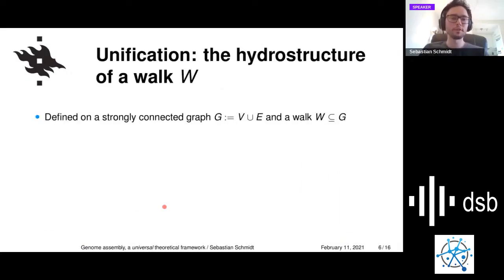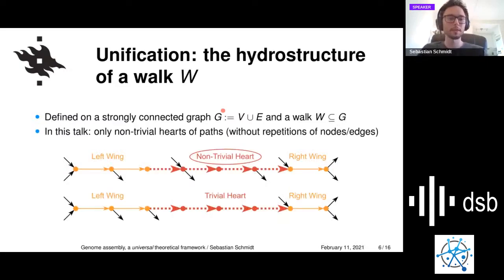The hydrostructure is defined on a walk W, and it's defined in a strongly connected graph. For not strongly connected graphs, we can use the hydrostructure in the strongly connected components, and then do something else in the edges between these strongly connected components. But the hydrostructure actually solves the part that's hard to solve. The part between these strongly connected components is simpler to solve.